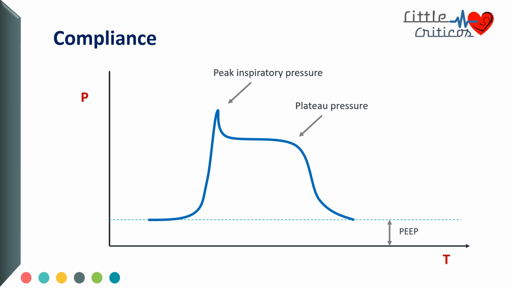Dynamic compliance is given by the formula tidal volume by peak inspiratory pressure minus PEEP, as this reflects airway resistance that has to be overcome. Static compliance is given by the formula tidal volume by plateau pressure minus PEEP, as this reflects the equilibrium pressure after the airway resistance is overcome.